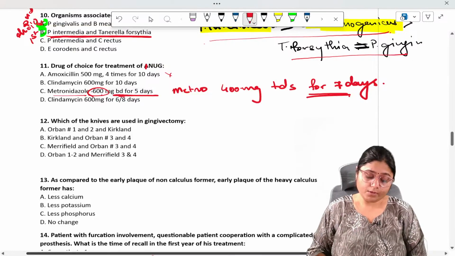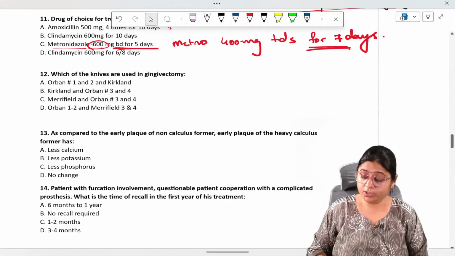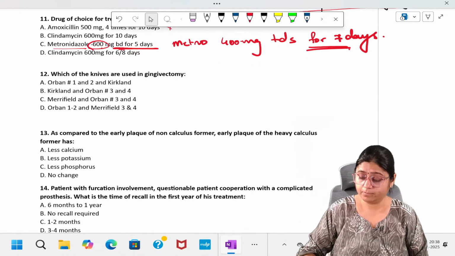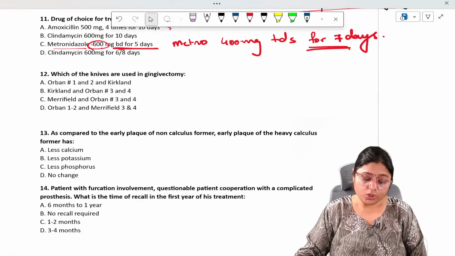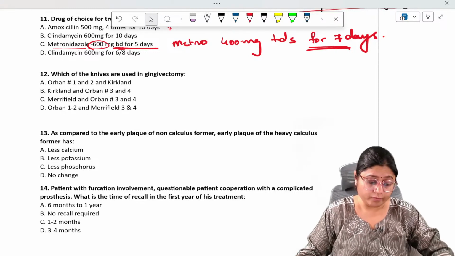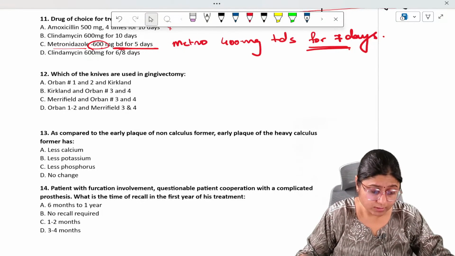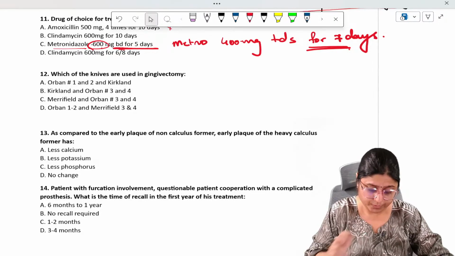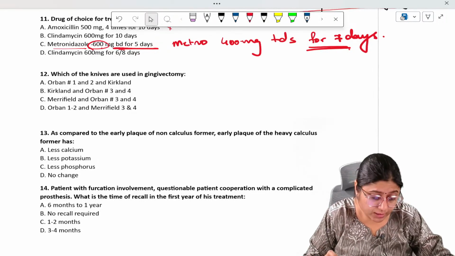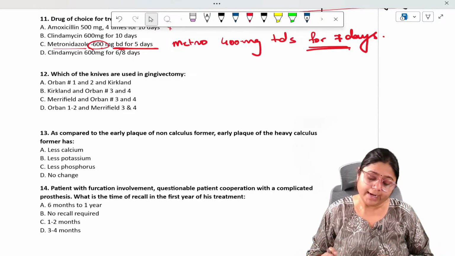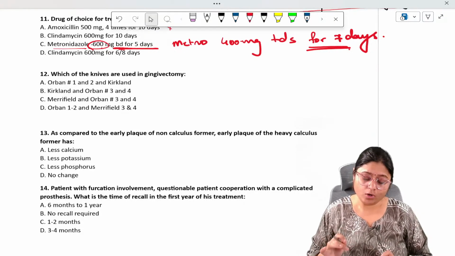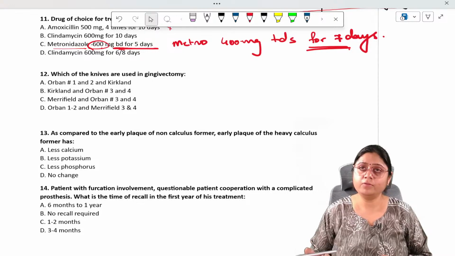Okay. Now, another question. Which of the knives are used in gingivectomy? Option A is Orban 1 and 2 and Kirkland. Option B is Kirkland and Orban 3 and 4. Option C is Merrifield and Orban 3 and 4. Option D is Orban 1, 2 and Merrifield 3 and 4.